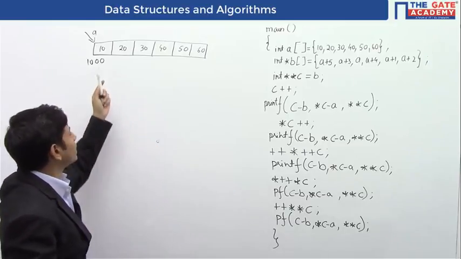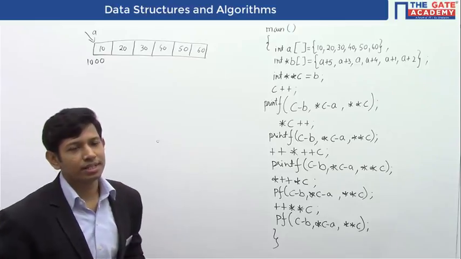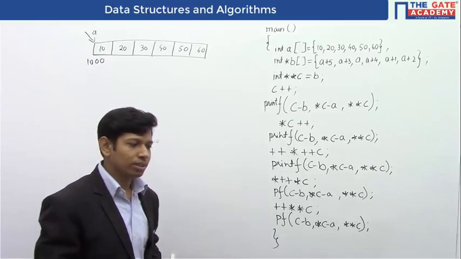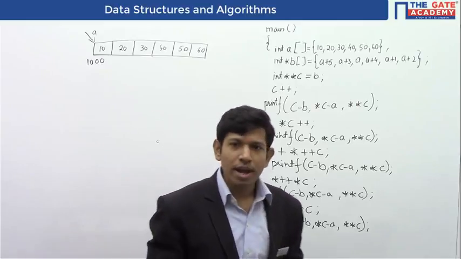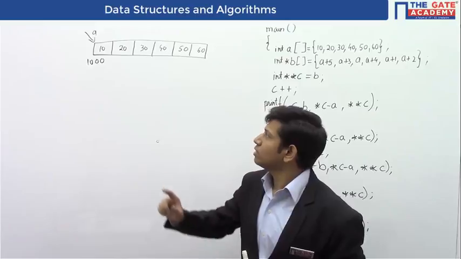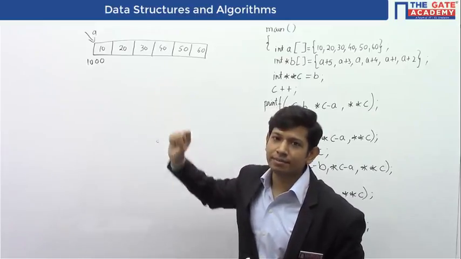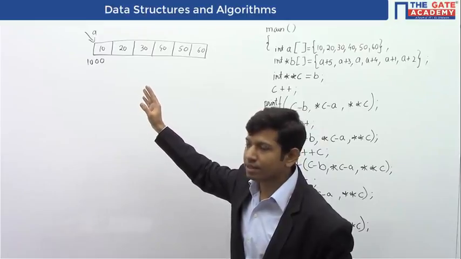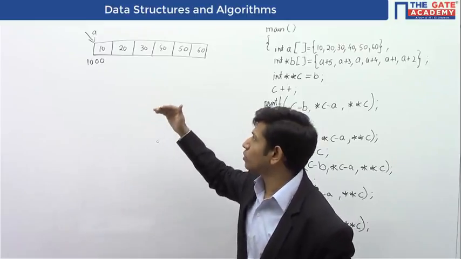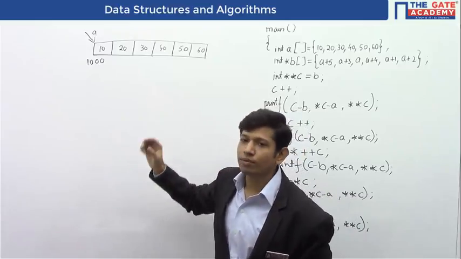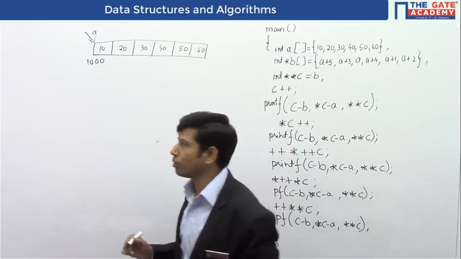So, when we are storing 10, 4 bytes would be reserved. Which will be the 4 bytes that are reserved? 1000, 1001, 1002 and 1003. These 4 bytes would be reserved to store this element 10. So for storing 20, the address from which the storing will begin is 1004.